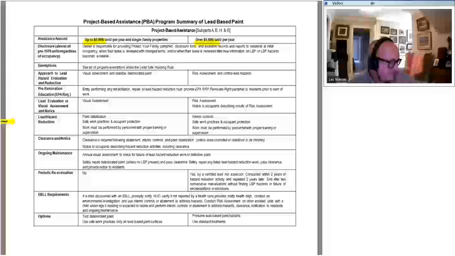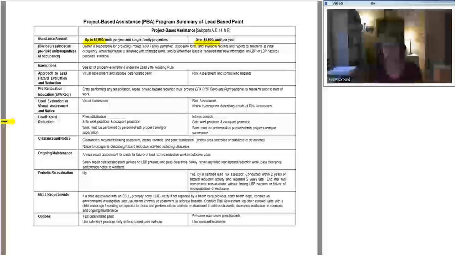Great, thank you. And I'd like to also add, if you have further questions on that one, feel free to drop us a line at leadregulations@hud.gov. Great, thanks, Bruce. That's really helpful.